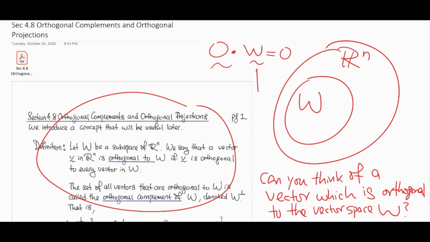In fact, this vector doesn't even have to be in W. This is any vector in Rn. So you take any vector in Rn, you take the dot product with the 0 vector, the answer is always going to be 0. So by definition, this element here is orthogonal to this vector space W.